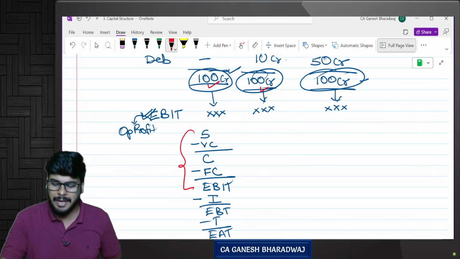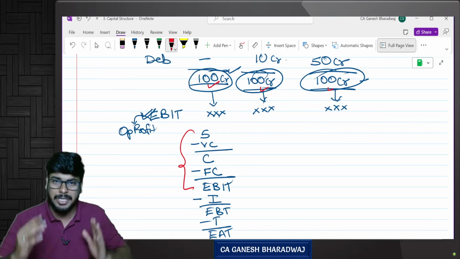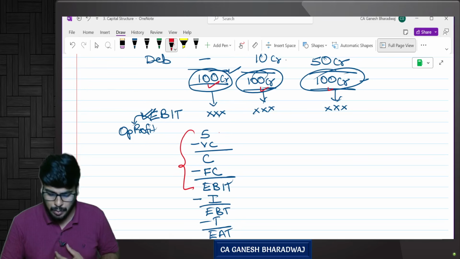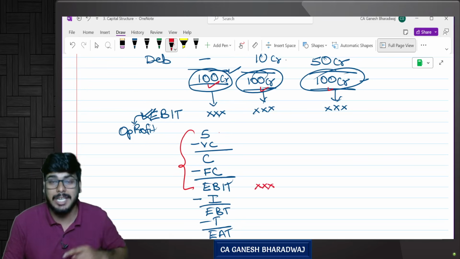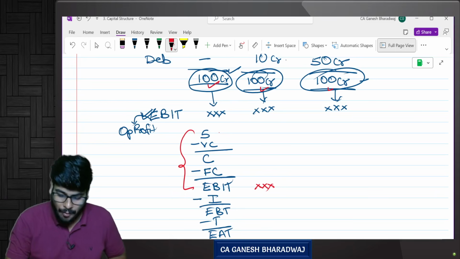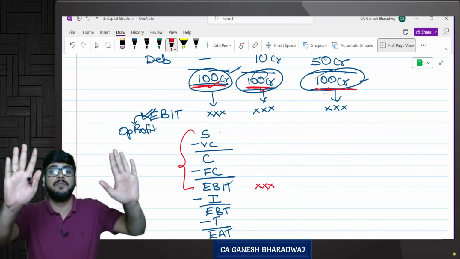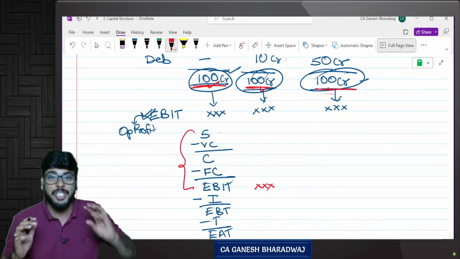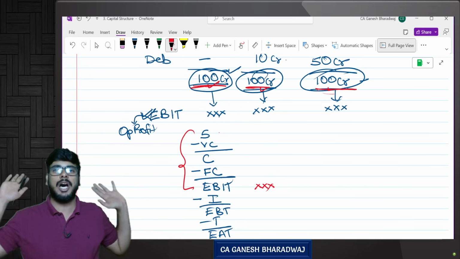Overall in this business, I have invested how much? 100 crore rupees. So using this 100 crore rupees, whatever sales minus variable cost, fixed cost, whatever I get, that is the EBIT. Or in other words, EBIT for all the alternatives having an overall same capital will be the same. Only after EBIT, things will change because of your capital structure. Are you clear with this?